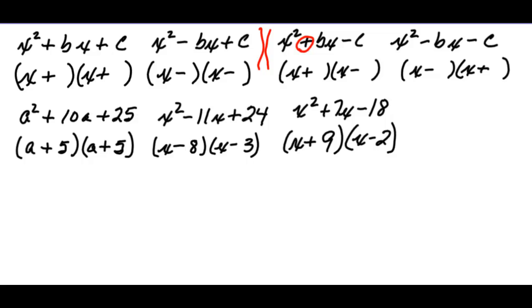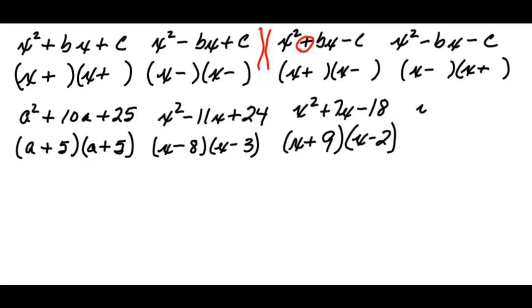But if you FOIL that, you're going to get x squared plus 9x minus 2x minus 18. And when you combine those two middle terms, you're going to find that that turns out to be x squared plus 7x minus 18. Now looking at the last pattern, let's take a look at a sample problem there. How about problem number 28?